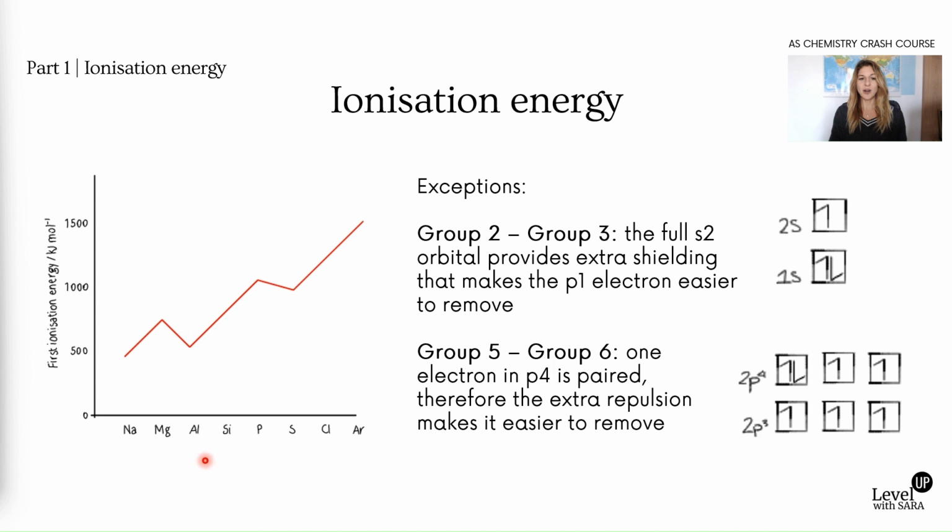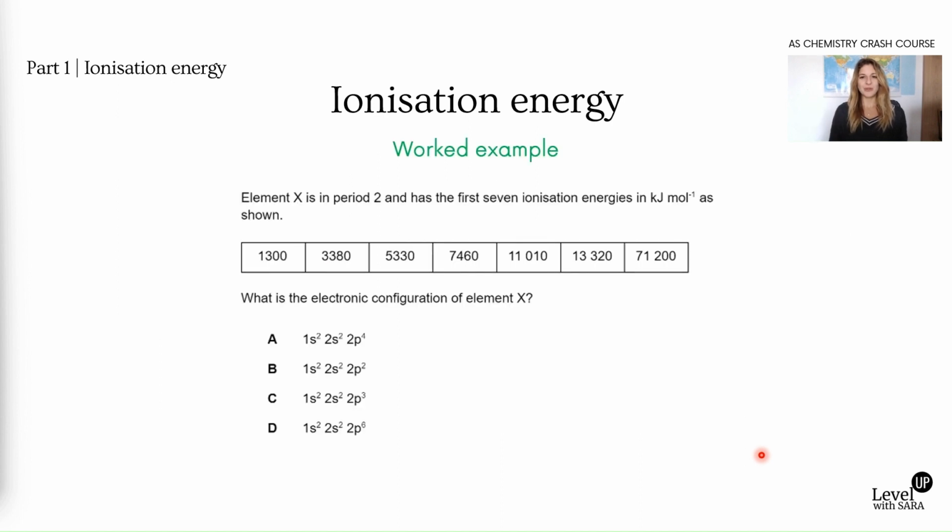So the trends are common for group 2 and group 3 of all periods, and group 5 and group 6 of all periods, because of the arrangement of the electrons in the energy levels. I hope this makes sense. Let's look at an example. Do you want to try to work it out for a moment? And then I will walk you through, but this is a typical exam question, multiple choice or even open question. So read it and then I'll walk you through it.